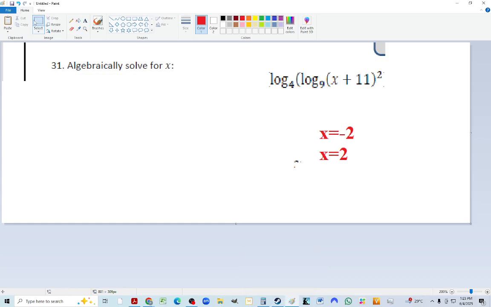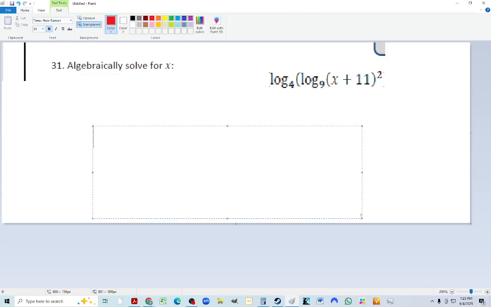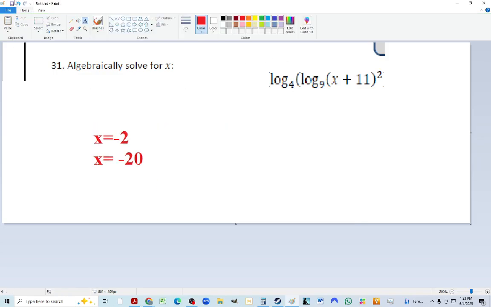Oh, wait, sorry. X plus 11 is equal to minus 9 is not that. So either x plus 11 is equal to 9, or x plus 11 is equal to minus 9. When I subtract 11 from this side, it becomes minus 2. When I subtract 11 from this side, it becomes minus 20. There we go. So that's important, because minus 20 plus 11 becomes minus 9.